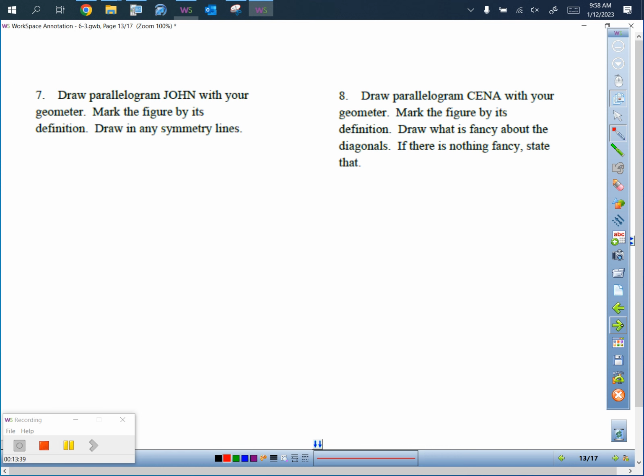Draw this parallelogram with your geometer. Watching some of you draw stuff, many of you are using the rhombus. We want to use the parallelogram. Which shape number is that? Number 10, right? 9 is the rhombus. We want to use shape 10, okay? Shape 10.